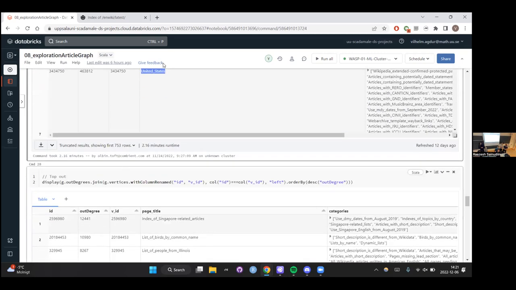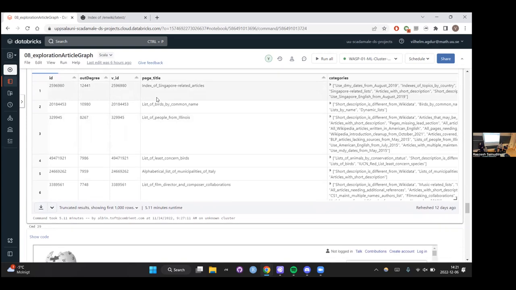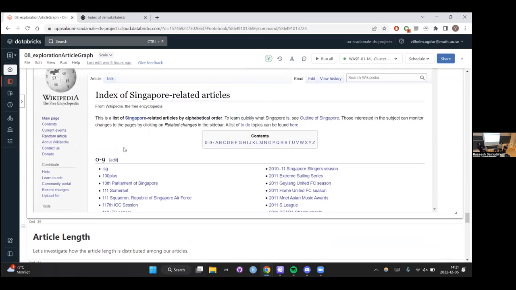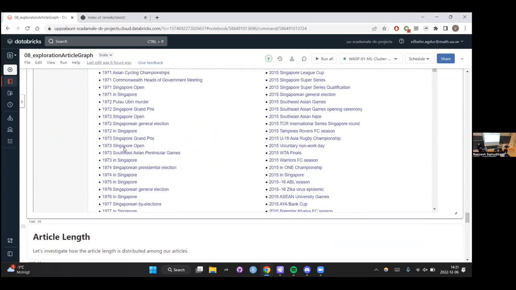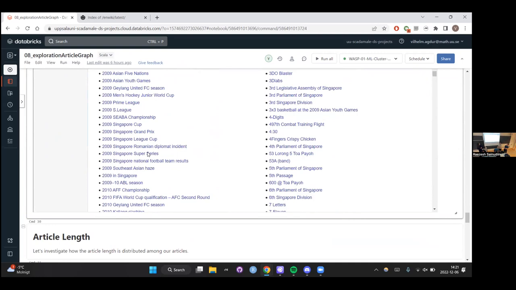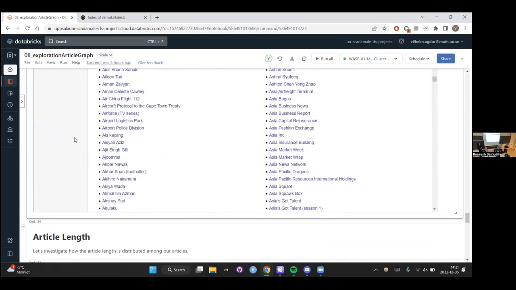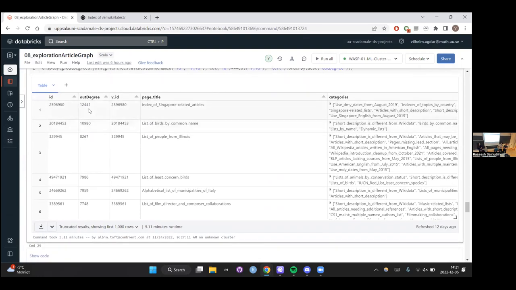We'll take a look at the out degrees. The most out degrees, 2.5 million, is index of Singapore-related articles. This is a page that looks like this. I think it was 12,000. 2.5 million was the ID name. Oh, I'm sorry, I read the wrong name. So it's quite the big list, very active Wikipedia community. Sorry, yeah, 12,000. And again, list of birds by common name. So list indices, these are all of the things.